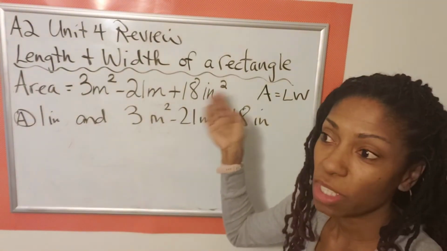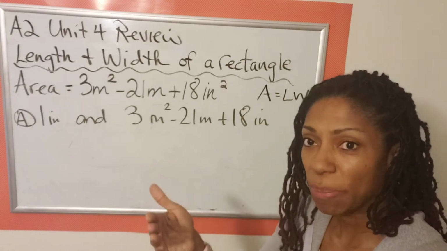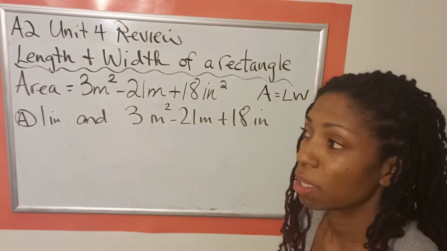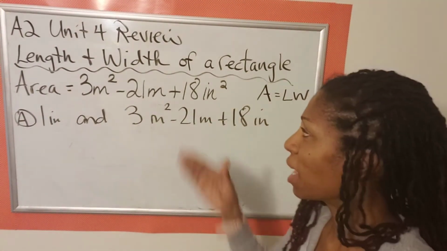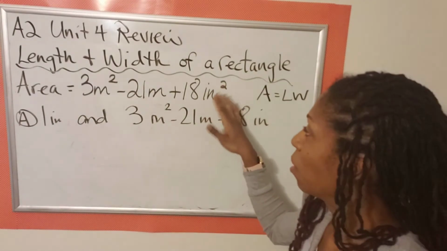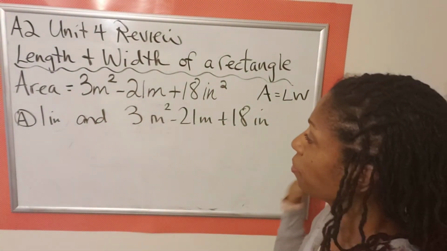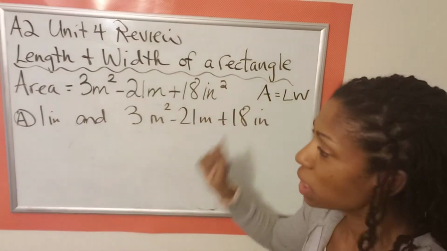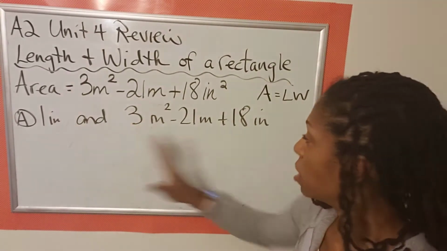So what I noticed is that they have m as a variable, but then at the end they have inches squared. So don't get confused, right? So m is the variable, and then in squared is the units. So don't think that in is a variable, and that this is being squared along with m being squared. No. They're just saying the area is in square units, and the possible length and width is in inches, okay?